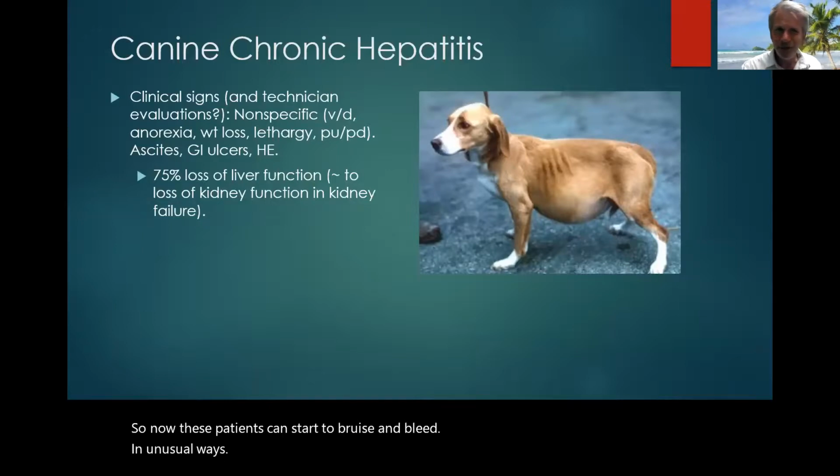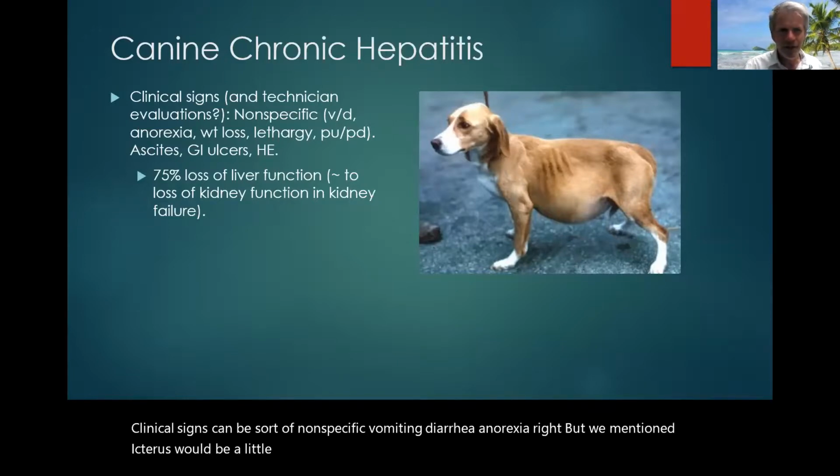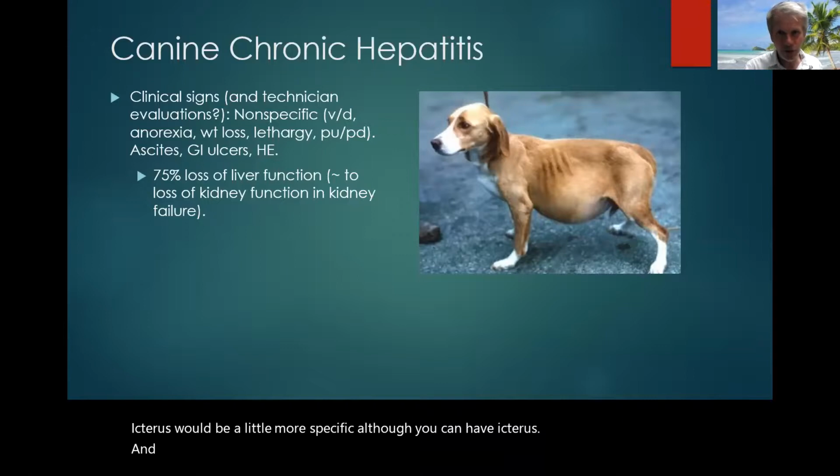Clinical signs can be sort of nonspecific: vomiting, diarrhea, anorexia, right? But we mentioned icterus would be a little more specific, although you can have icterus and have nothing wrong with your liver. Ascites, hepatic encephalopathy, and ulcers can form.